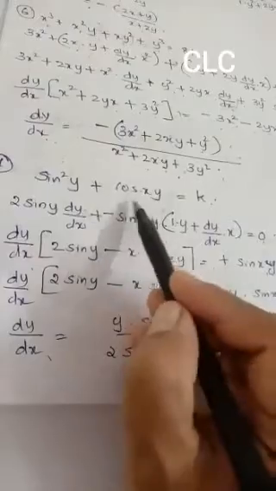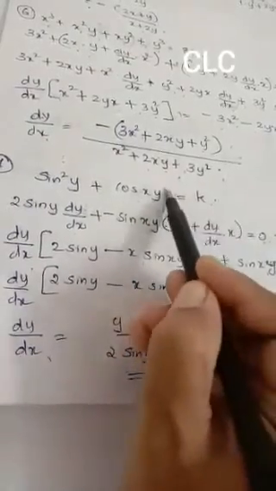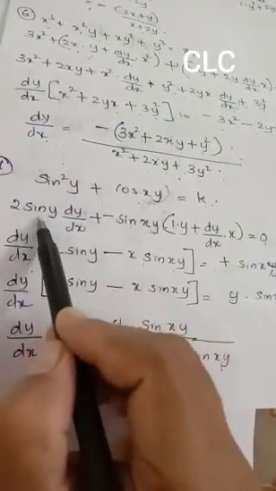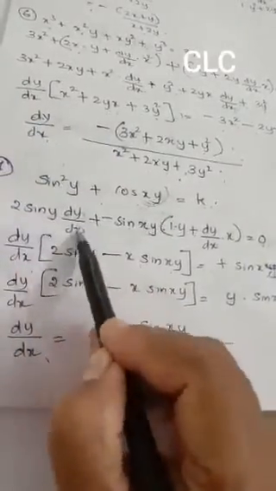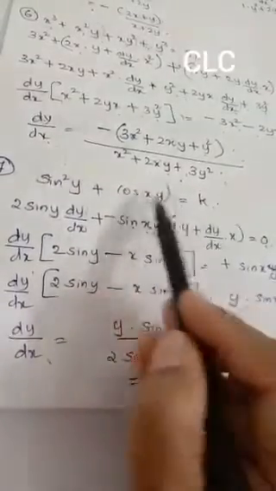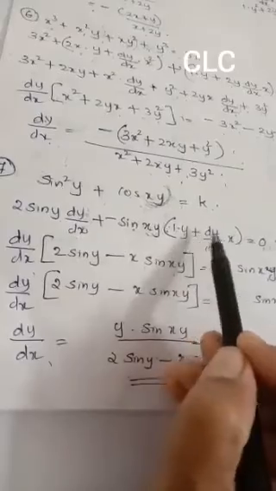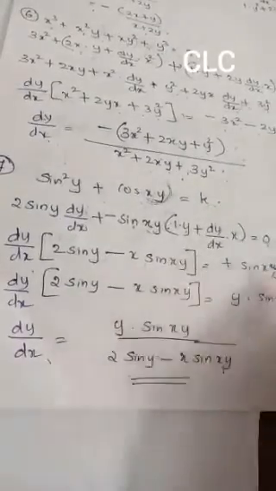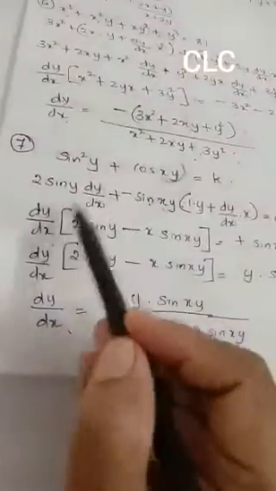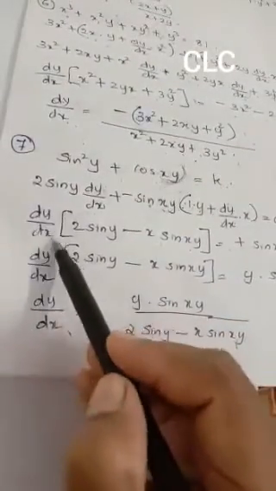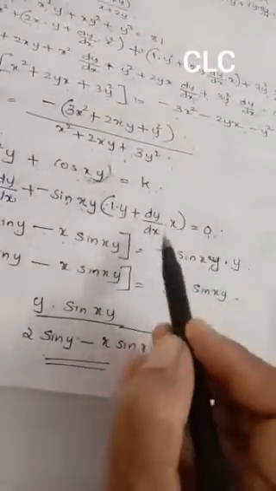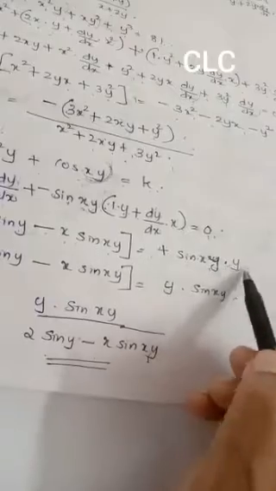sin square y plus cos xy is equal to k. Look here, again product rule. Now look here, sin square y, 2 sin y, derivative of y dy by dx, cos xy minus sin xy, then xy, product rule, derivative of first into second plus derivative of second into first is equal to k, a constant, derivative is 0. Now take dy by dx, you will get dy by dx (2 sin y minus x sin xy), which is equal to positive sin xy into y.